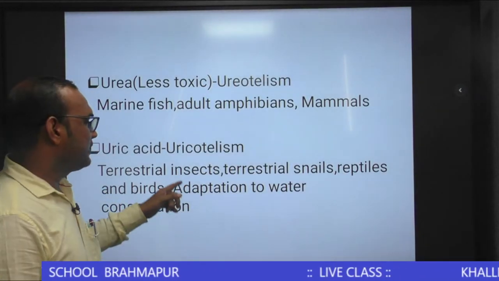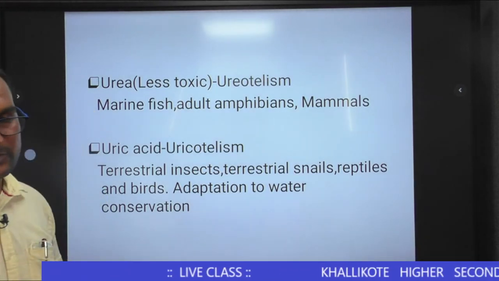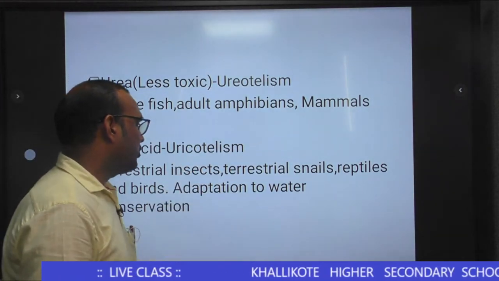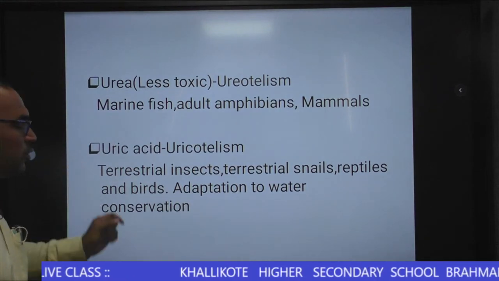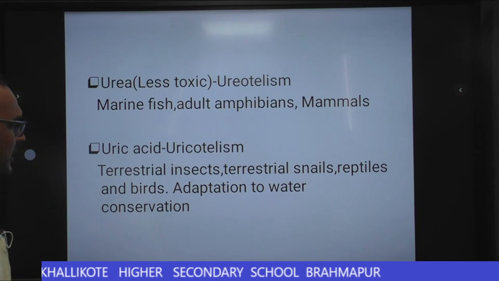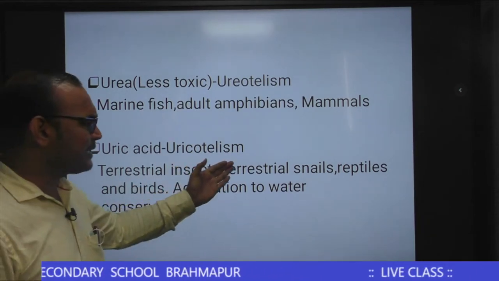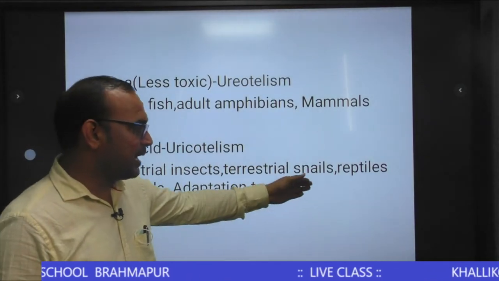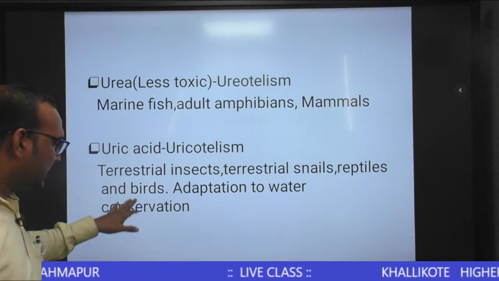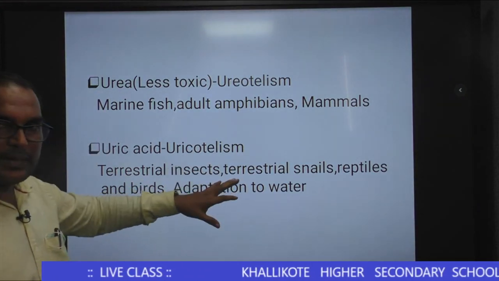and as we know, those that release uric acid are called uricotelic, and the mechanism of getting rid of uric acid from the body is uricotelism. So which animals generally perform this type of excretion? The terrestrial snails, you must have marked it, okay? Reptiles, birds, and insects. These are all adapted to conserve water.